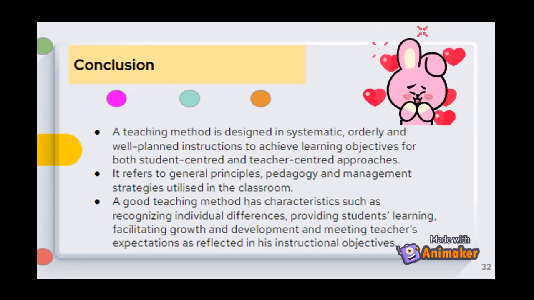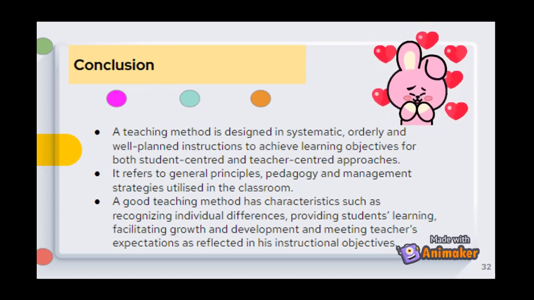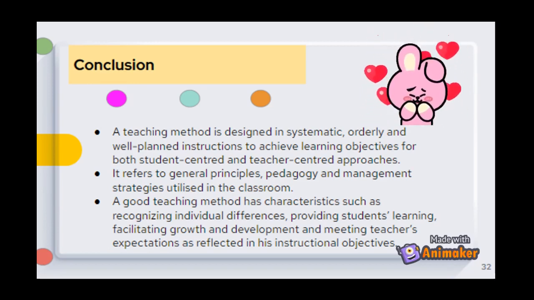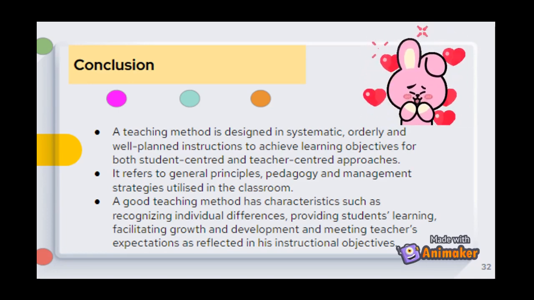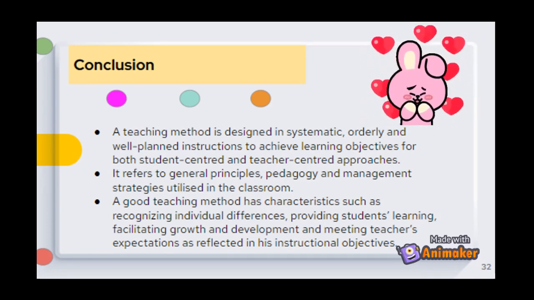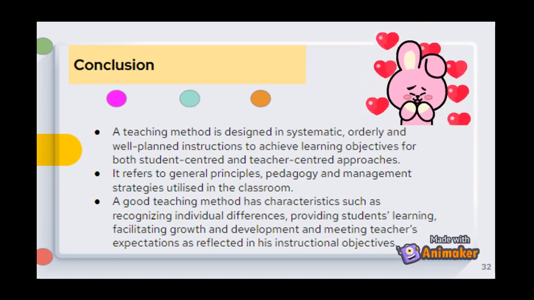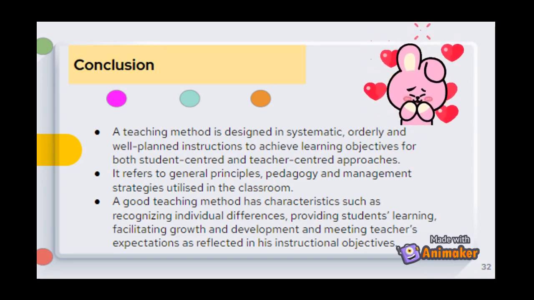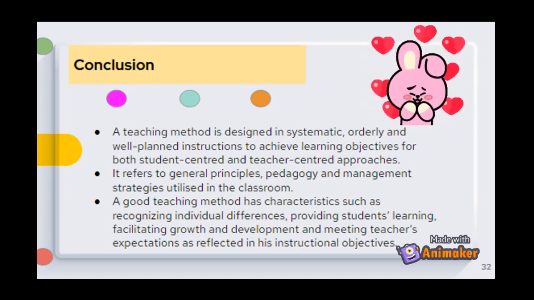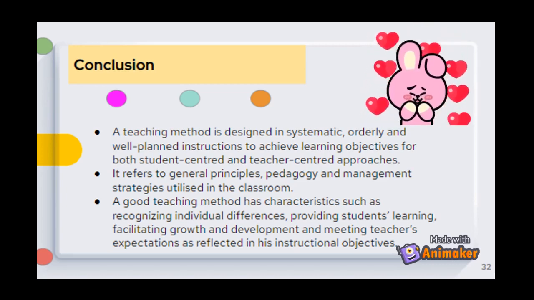The conclusion is, a teaching method is designed as systematic, orderly, and well-planned instruction to achieve learning objectives for both student-centered and teacher-centered approaches. It refers to general principles, pedagogy, and management strategies utilized in the classroom. A good teaching method has characteristics such as recognizing individual differences, providing student learning, facilitating growth and development, and meeting teachers' expectations as reflected in their instructional objectives.